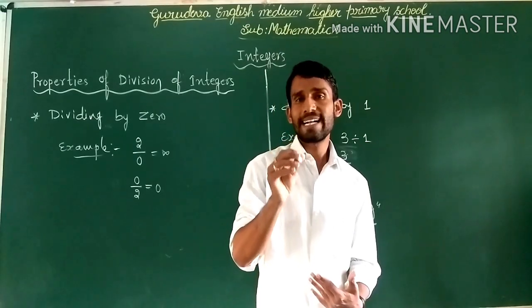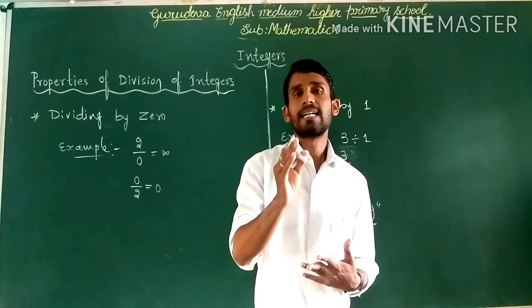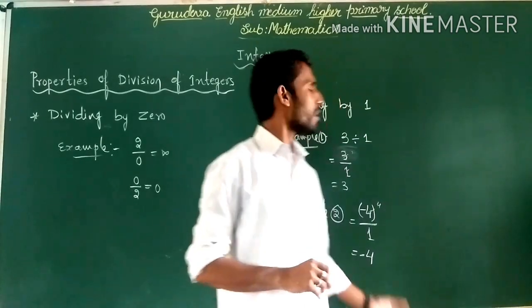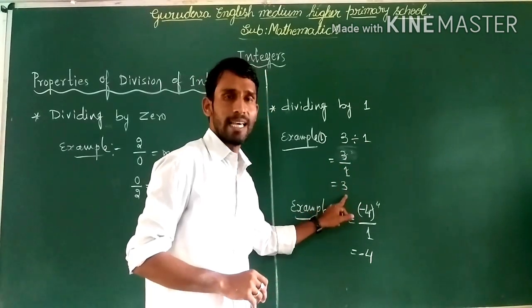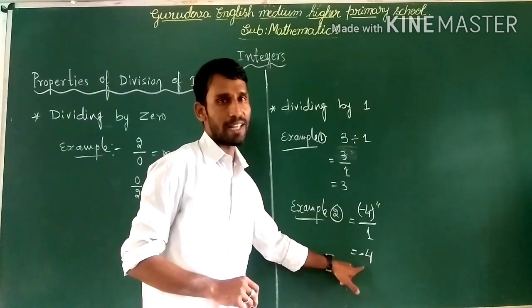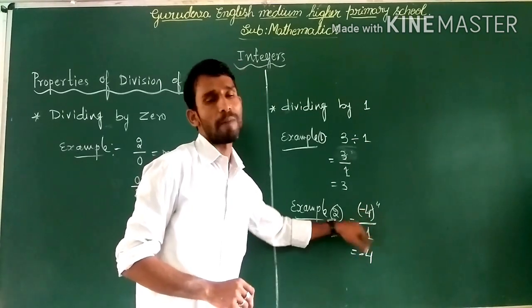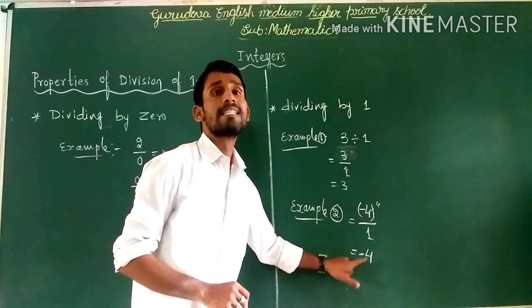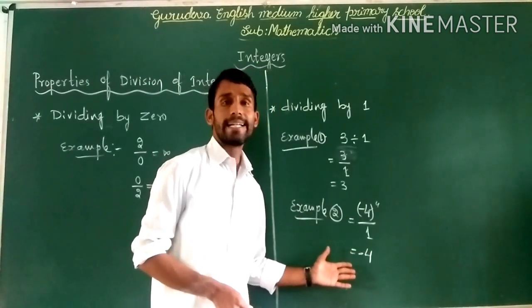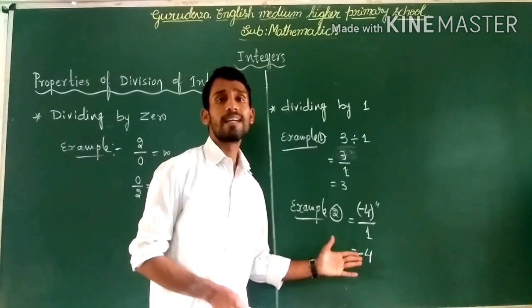When we divide any whole number by 1, we get the same whole number. In the example we got 3 as a whole number, and in the other example we got minus 4 as the answer. When we divide any integer by 1, we get the same number. For any integer a, a divided by 1 is equal to a.